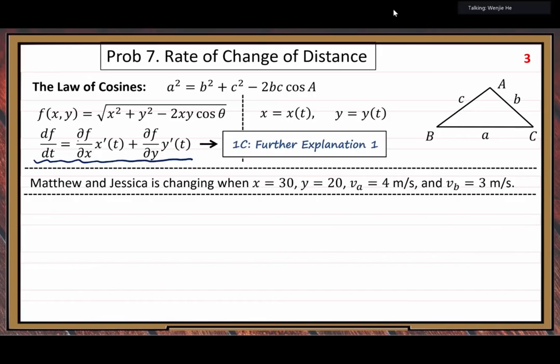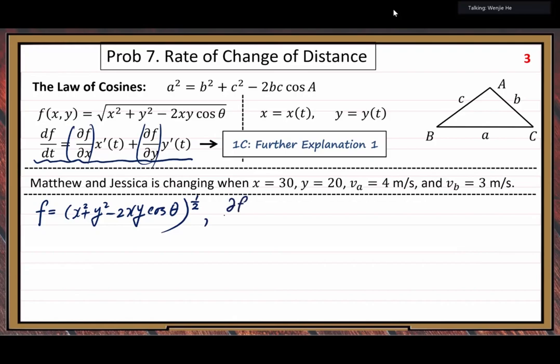First we need to do these two partial derivatives, right? Yeah, these two partial derivatives. All right, let us write the f function in this way: x squared plus y squared minus 2xy cosine theta, to the 1/2.